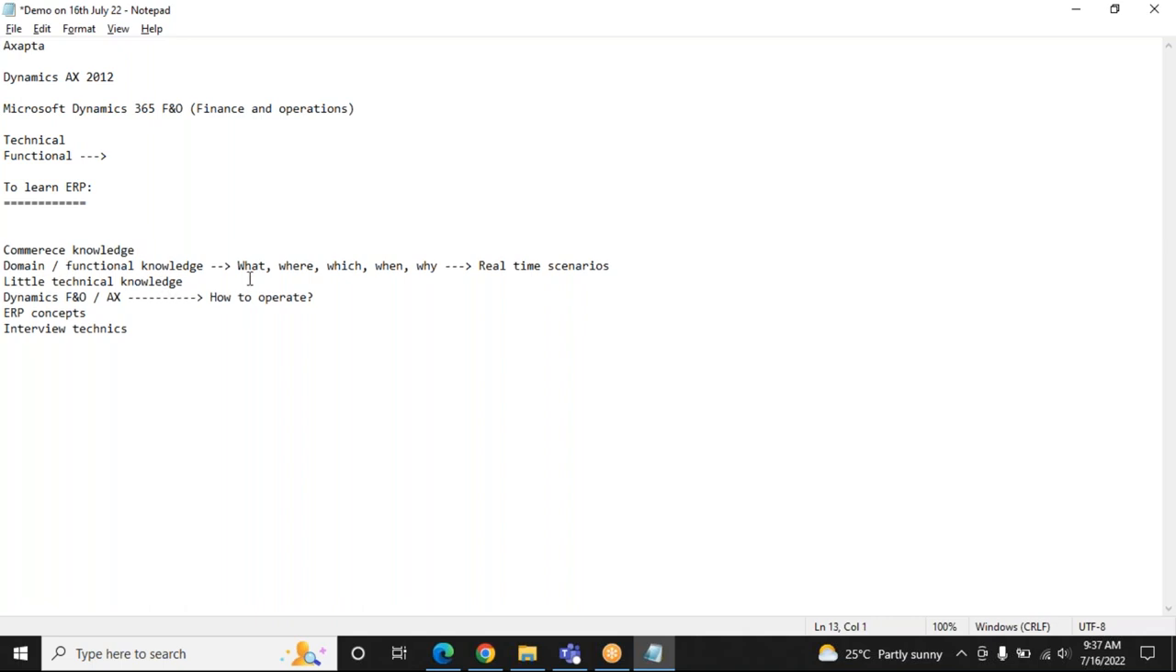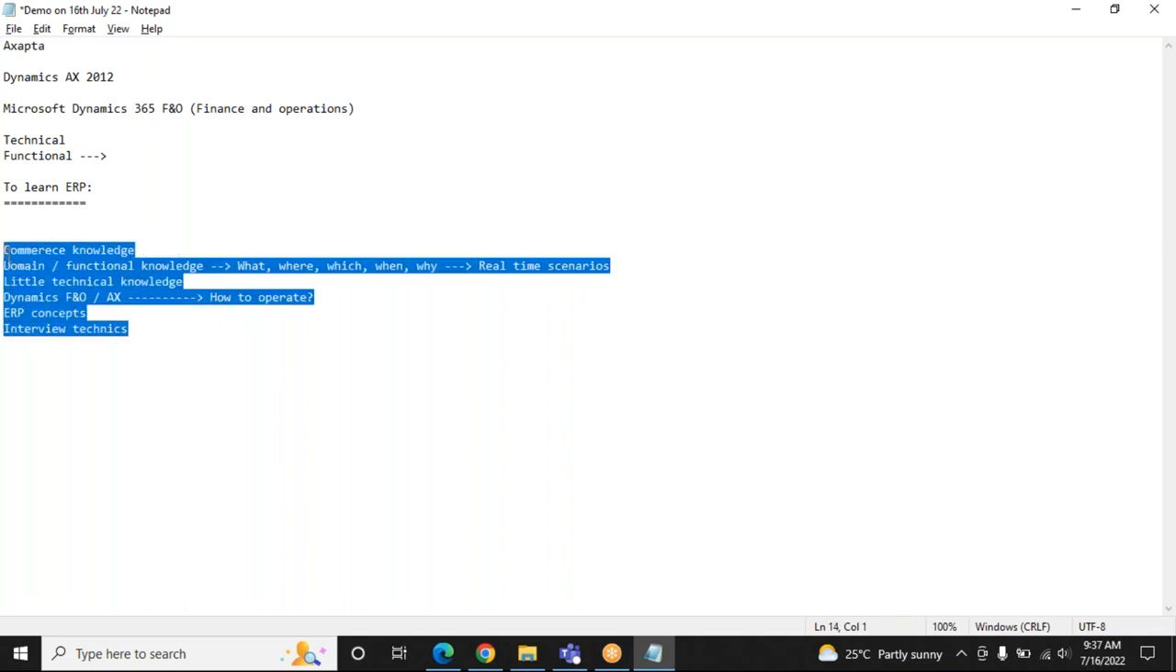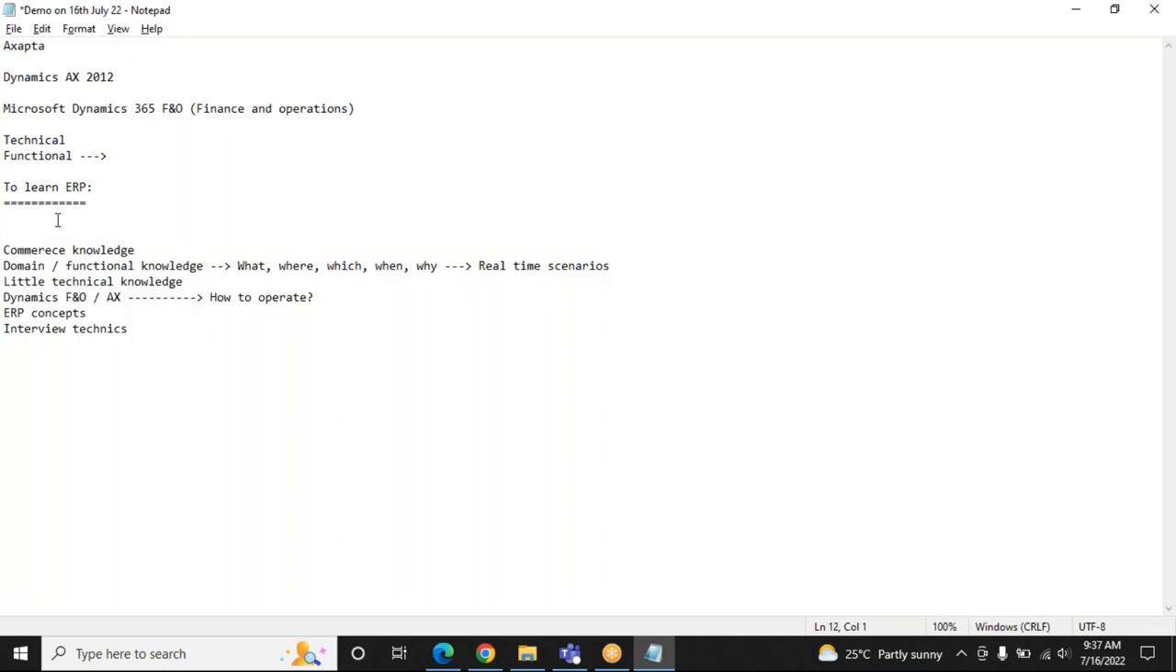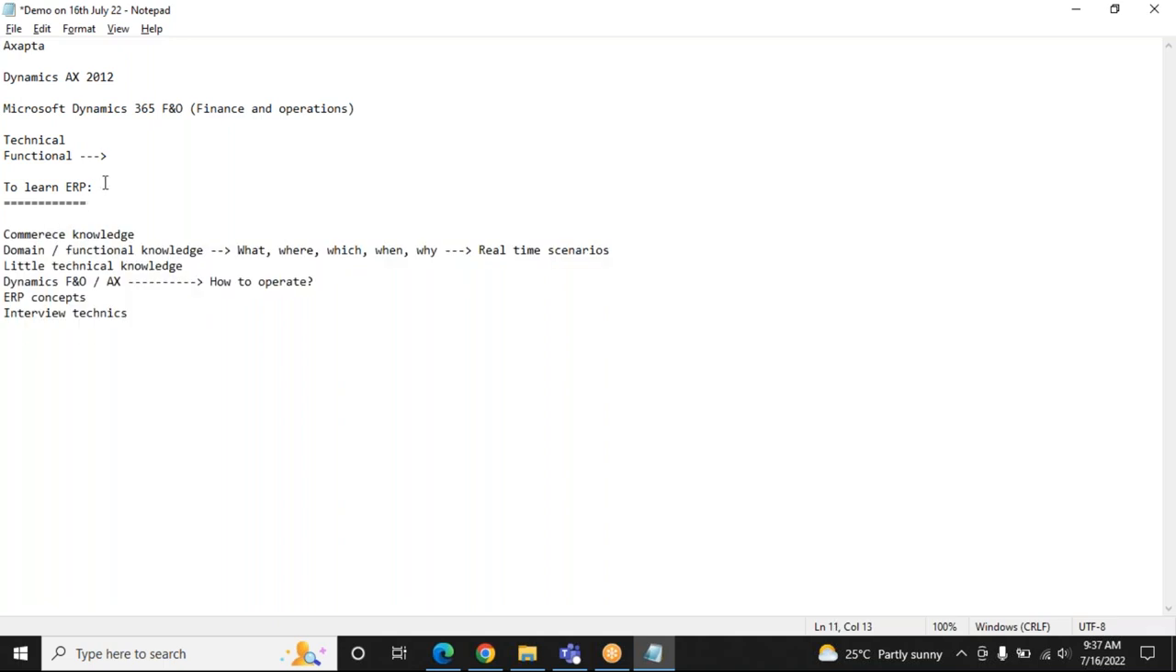To learn all these things, what is the qualification required? If you ask me to learn this application, what is the qualification required? For me, your 10th standard is enough. If you complete your 10th standard, that is enough for me. I can make you a functional consultant.